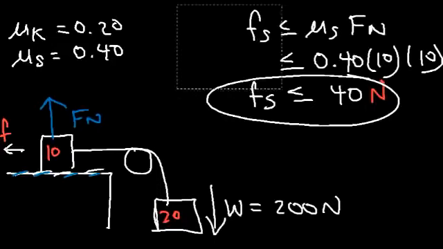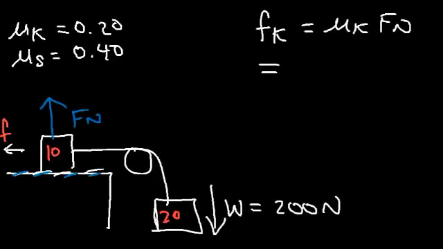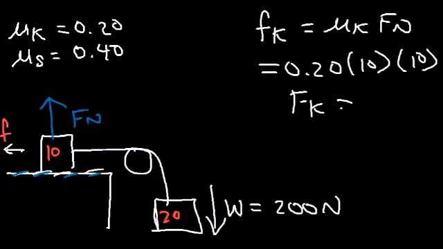So now we've got to find f of k, because once it's moving, f of k takes over. So f of k is mu k times the normal force. So it's 0.20 times mg, or times 10 times 10. So f of k is 10 times 10, which is 100, times 0.2, that's 20. So we have 20 newtons for f of k.